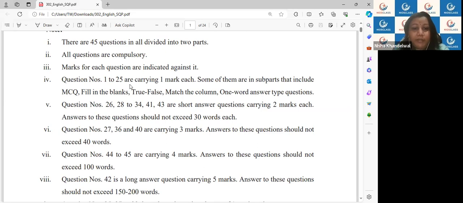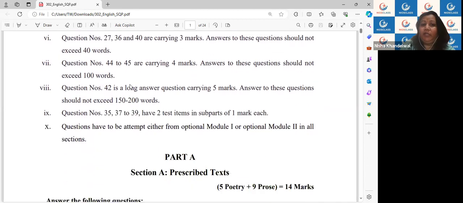So it is written, see, the variety is there: 2 marks, 3 marks, and then 4 marks. And the word limit is also there: 30 words, 40 words, 100 words. So for 30 words, we generally think that 2 lines are more than enough. For 40 words, 3 lines are more than enough. For 100 words, 6 to 7 lines. So you need to take care of that.